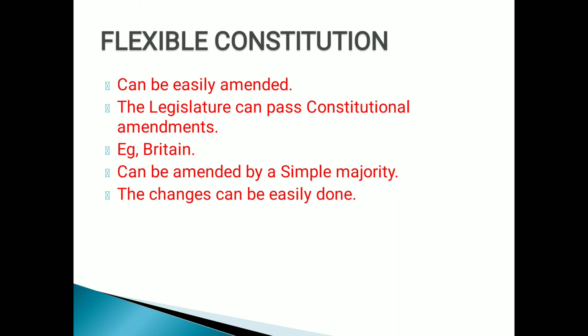Legislature here means parliament. Now, Britain presents a classic example of a flexible constitution. The British Parliament is a sovereign parliament which can make or unmake or amend any law whatsoever, whether ordinary or constitutional. This it can do by a simple majority. Clear everyone?